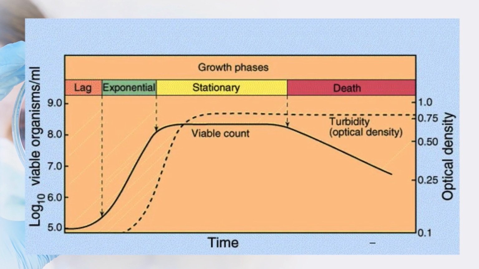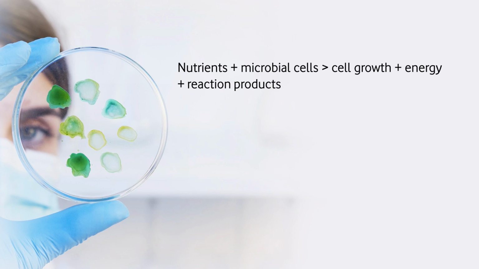We have already studied this. The batch culture growth curve looks like this. You will not see that in fed batch, and you will not see that in continuous culture. This growth curve is seen specifically only in batch growth. We have already talked about this growth curve, so talking about the kinetics of batch growth again, the equation is: nutrients plus microbial cell gives cell growth, energy, and the reaction products.